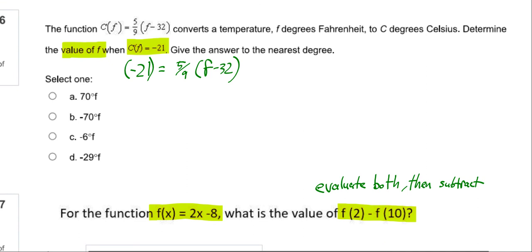Next, we have the function c of f equals 5/9 f minus 32. It's what we use to convert Fahrenheit temperatures to Celsius temperatures. Determine the value of f, so the temperature in Fahrenheit, when the Celsius temperature, c of f, is negative 21. So negative 21 Celsius is pretty cold. 70 degrees Fahrenheit is like room temperature. Negative 70 degrees Fahrenheit is really super cold.